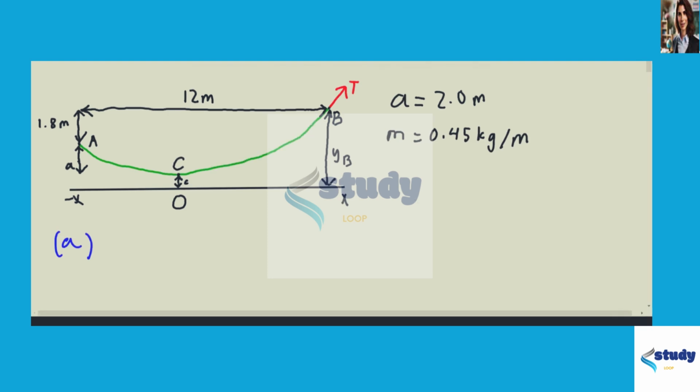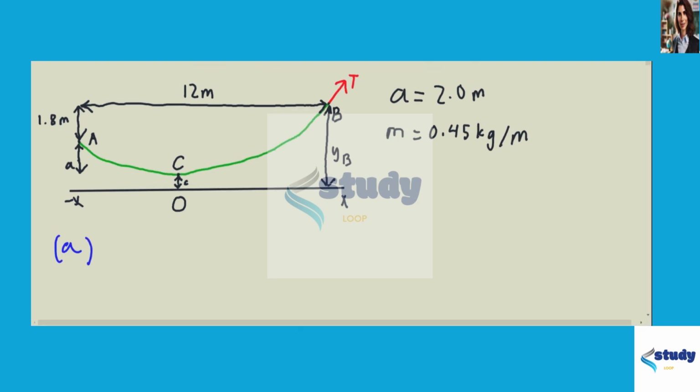We need to find the location of this point C relative to one of the other points. And we also need to find what the tension is at this point B. So we're going to start the problem by writing out equations for the lengths y of B and also for length y of A.